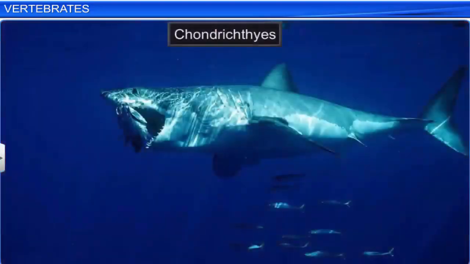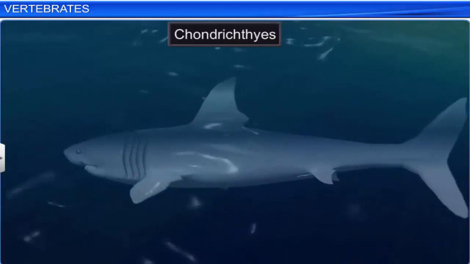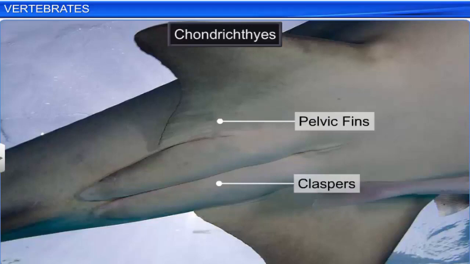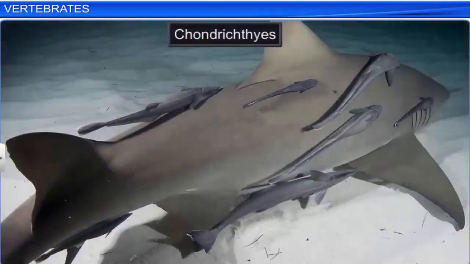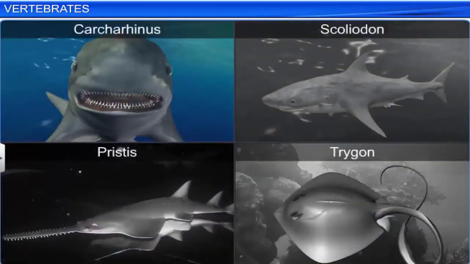They also have powerful jaws that make them good predators. Some of them also have an electric organ or a poison sting to protect themselves from predators. Chondrichthyes are dioecious and the pelvic fins in males have claspers. Fertilization in these fish is internal and many of them are viviparous. Carcharinus, Scoliodon, Pristis, and Trigon are examples of this class.